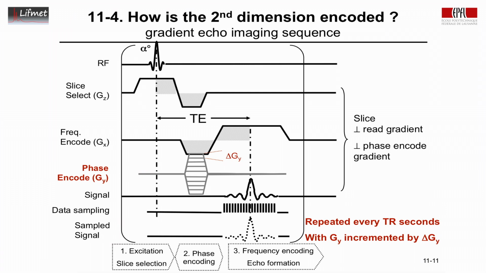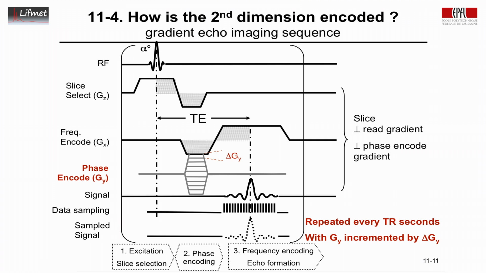So we have slice selection, frequency encoding, and phase encoding, all together, repeated every TR seconds with the phase encode gradient changing after every RF pulse. This gives us the information to generate an image.